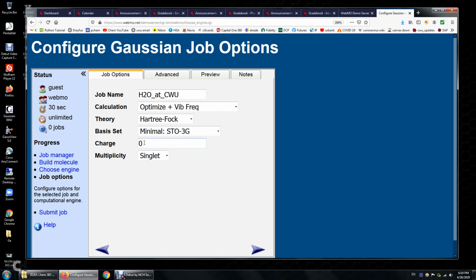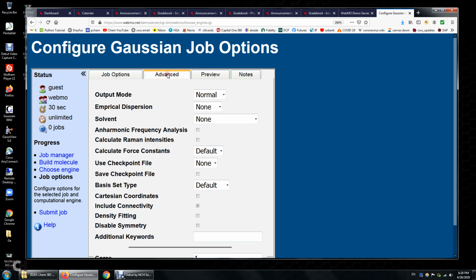The charge on water is 0. We'll choose singlet for water. That means there's 0 unpaired electrons. The multiplicity is equal to 2S plus 1. S is the spin quantum number. And we have 0 unpaired electrons. That means S equals 0. So 2S plus 1 is 1. It's a singlet. If you have 1 unpaired electron, the multiplicity is doublet, or quartet if you have 3 unpaired electrons. So now we have this set up.